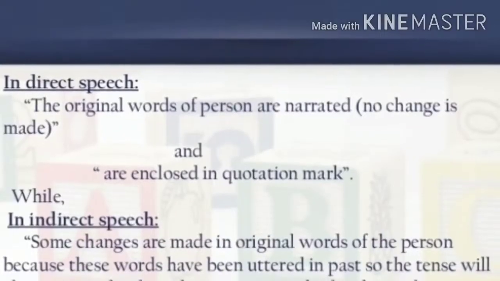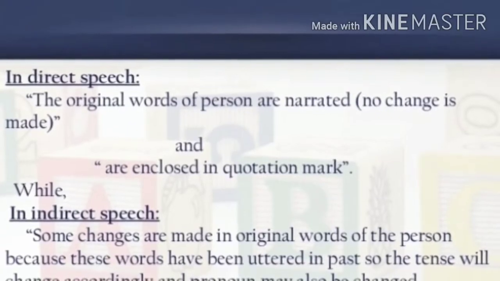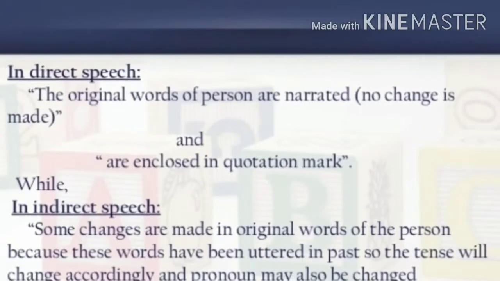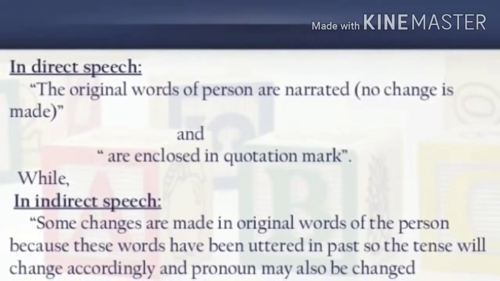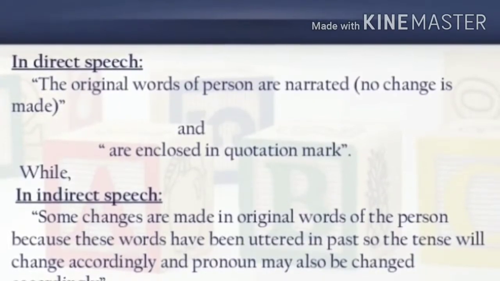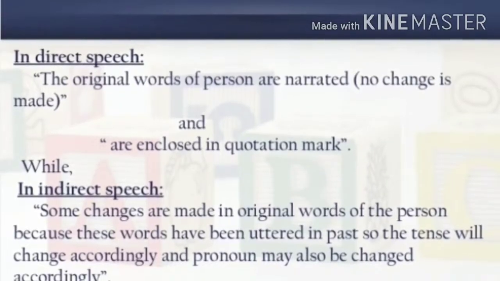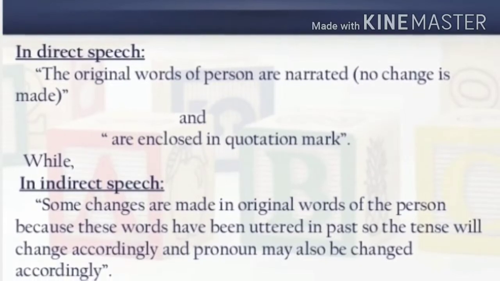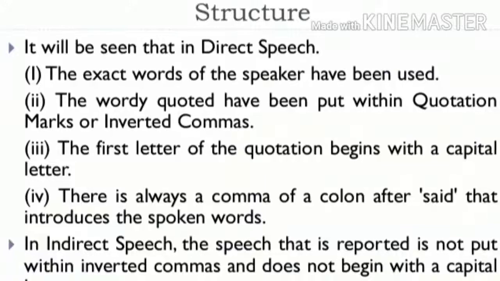Students, in your direct speech, that is your quoted speech, the original words are not changed, and they are also enclosed in quotation marks. While in indirect speech, some changes are made in the original words of the person because these words have been uttered in the past, so the tense will change accordingly and pronouns may also be changed accordingly. Got it? Hope now it's clear to you. In direct speech there is no change, and in indirect speech there are changes accordingly. Students, let's know more about it.